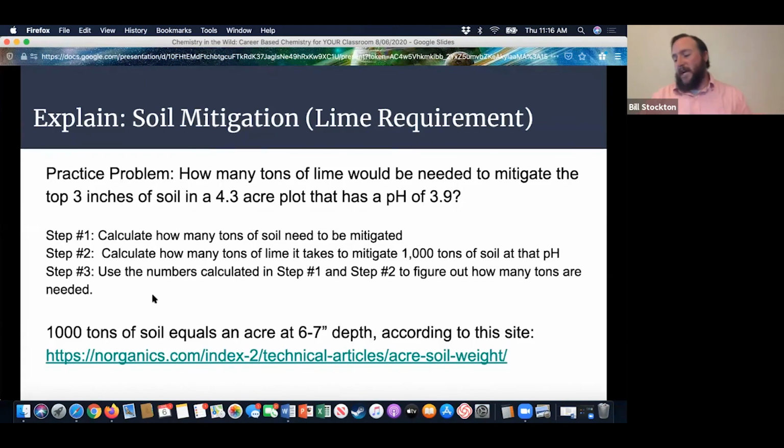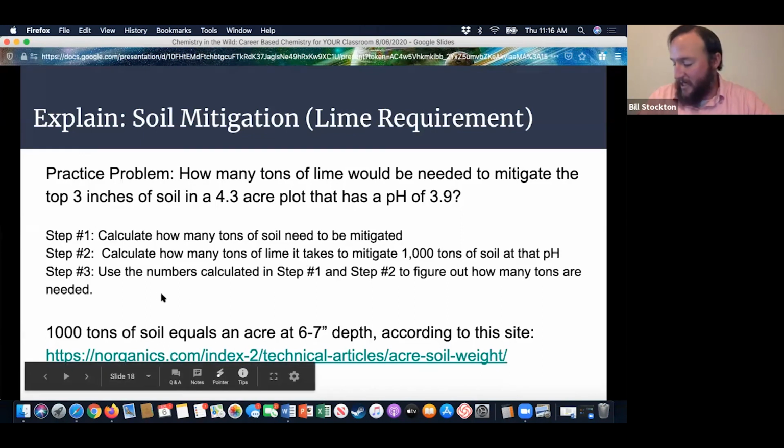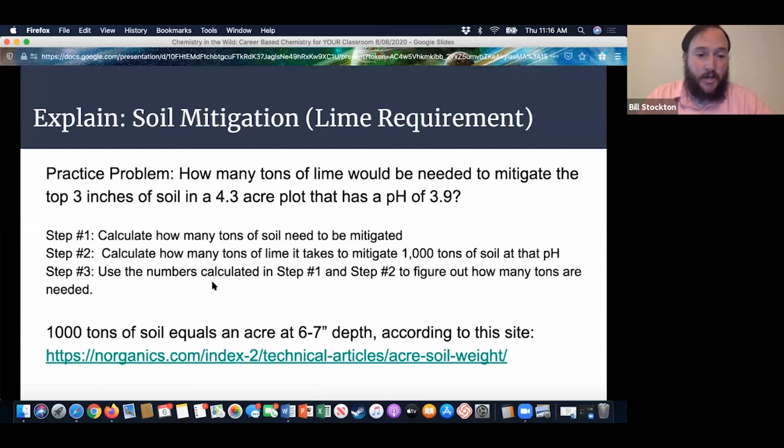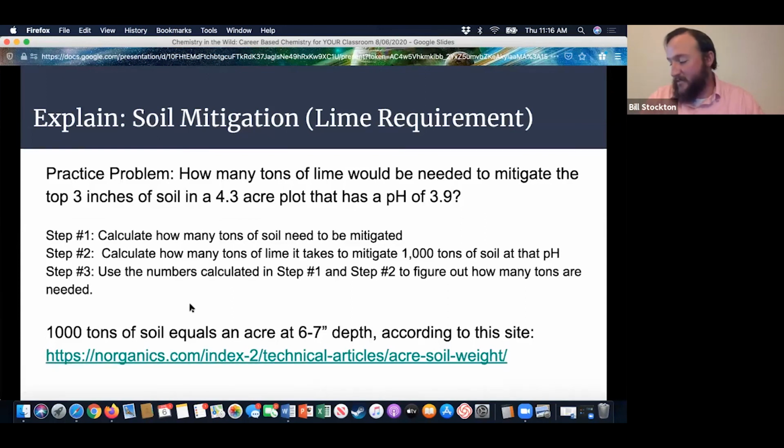So then once you have how many tons you need per 1,000 tons, you use the numbers you calculated to figure out how many tons of lime are needed. For this, I just used dimensional analysis where I start with how many tons of soil need to be mitigated, 2,150. I multiply that by how many tons of lime I need, which was 10.75. And we get that we need 23,000 tons of lime to mitigate that much soil.